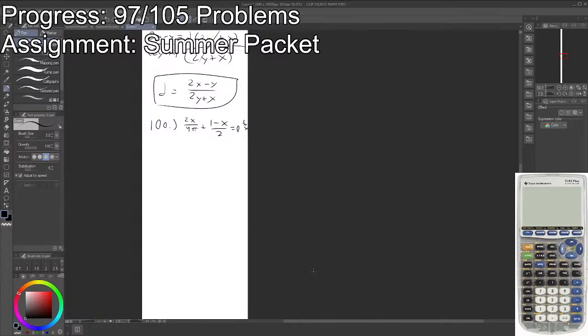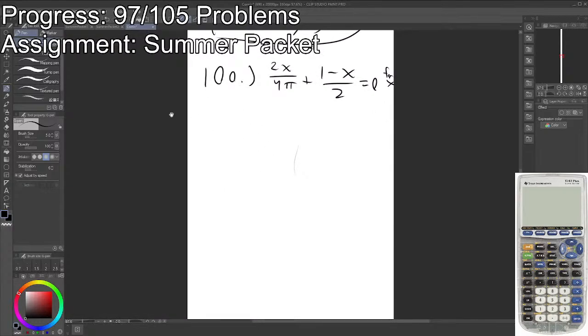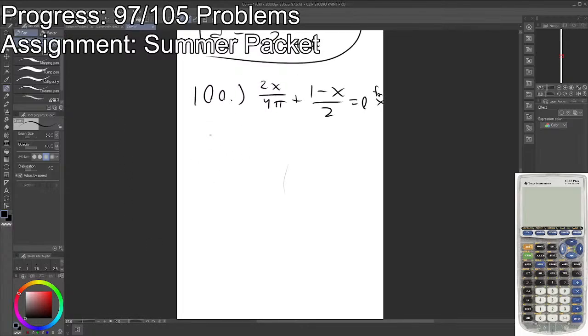Okay, so first thing to do, multiply both sides by 4 pi. Okay. I'll stop looking. I'll just try that, and then, yeah.